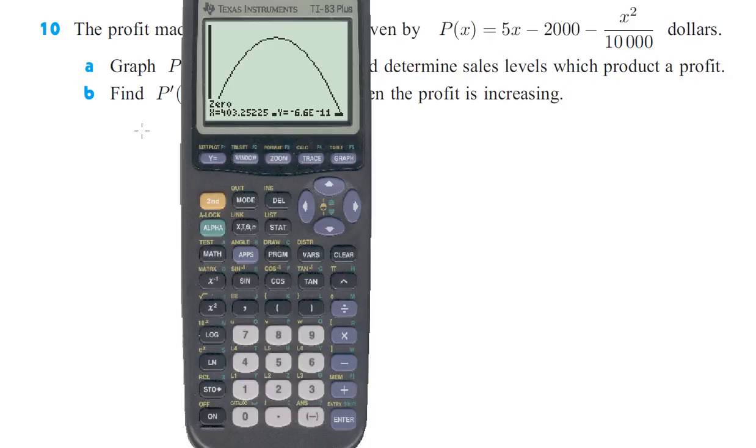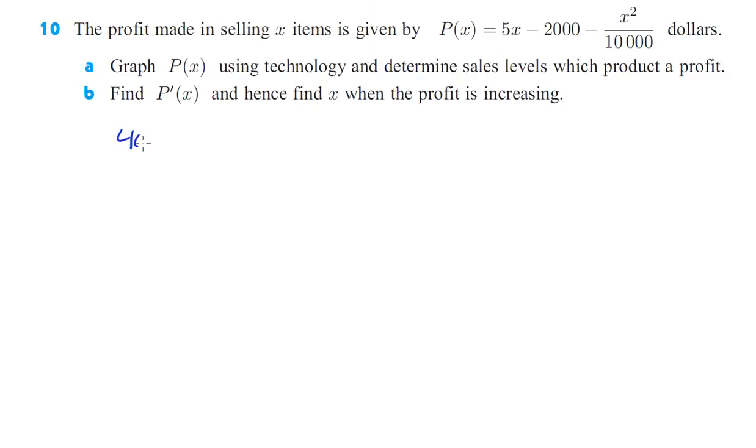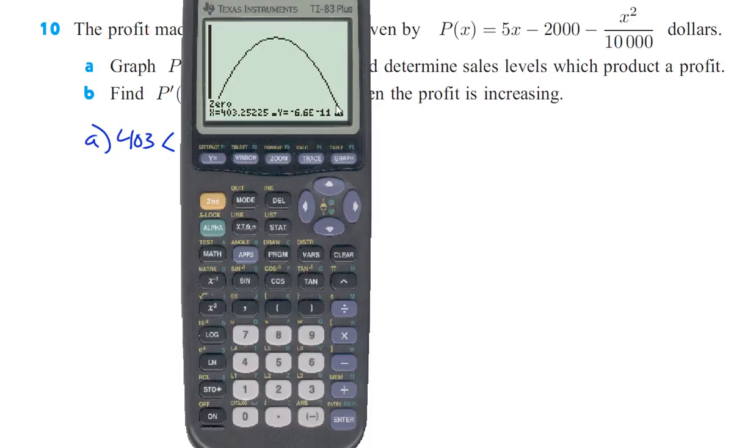Okay. So we've got 403. So using technology and graph this, determine sales levels which produce a profit. So x has got to be greater than 403, but then it's also going to have to be less than whatever this is over here. All right. So let's calculate that zero as well. That's going to take a while to get over there, but that's all right.